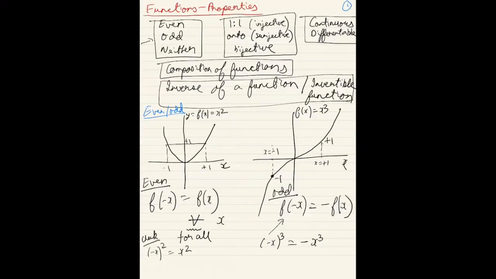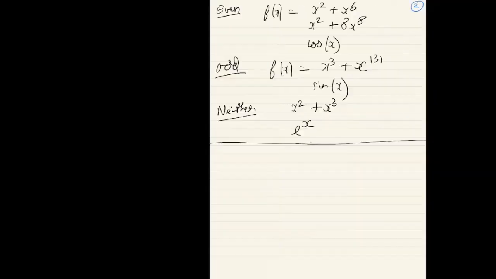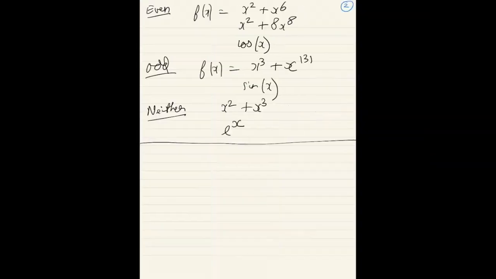So we just did even and odd. Now let's move on to the next one, which is 1:1, onto, and bijective. These sound complicated, but they are actually quite simple. Let's try to write them down. So 1:1, also known as injective. We'll write it down in a general way, and then I'll give you some intuition.